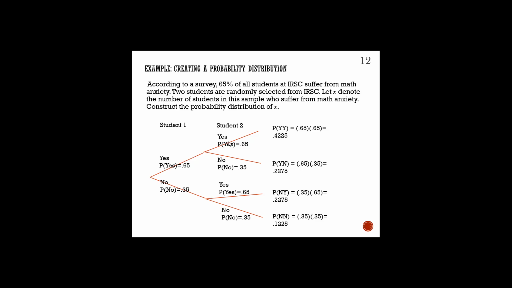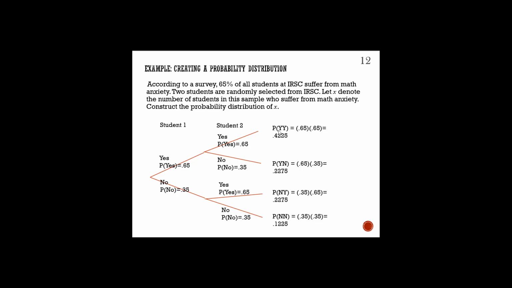Student 2 could go yes, no, or yes, no based on the first answer for student 1. And so we have written in those probabilities just like we did with our tree diagram, but this time we have added the actual probability percentage here, or decimal, okay?